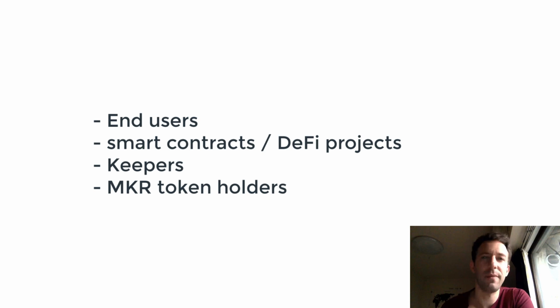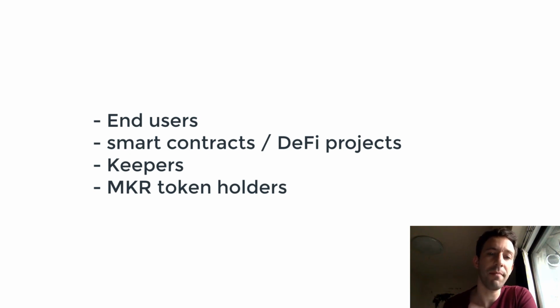There are different kinds of people that interact with the Dai system. So first you have end users, so people like you and me who have Dai tokens and who want to do certain operations with the token. Then you have smart contracts and DeFi projects. Then you have what we call keepers, so they are there to ensure the stability of the token. And I'll explain this just after.